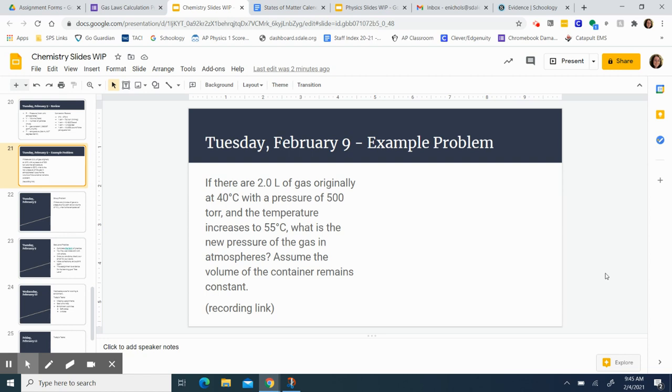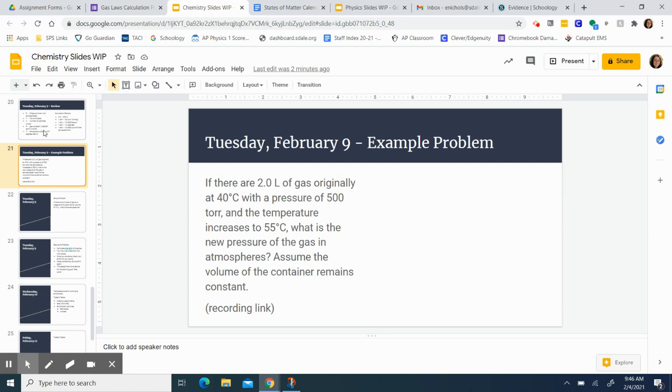Our problem is if there are 2 liters of gas originally at 40 degrees Celsius with a pressure of 500 torr, and the temperature increases to 55 degrees Celsius, what is the new pressure of the gas in atmospheres? So we're going to have to change units. And we're going to assume that the volume of the container remains constant.